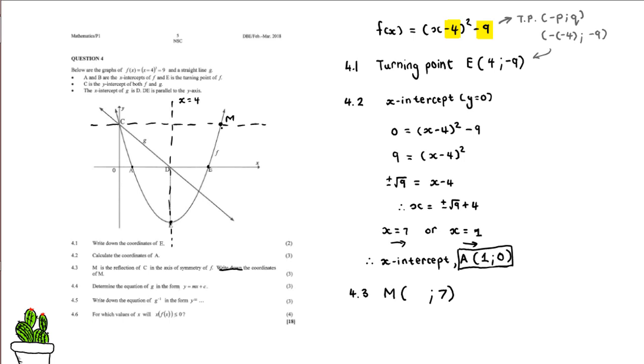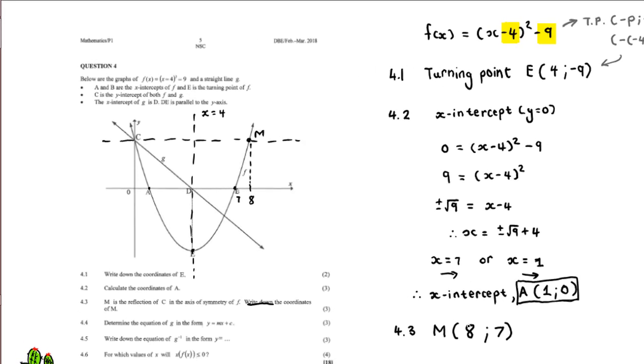And that makes sense because this point M is just a little bit away from the point B. And remember, the point B was at x is equal to 7. So it makes sense that this is x is equal to 8. Right, so that would be the coordinates for point M. I hope that made sense.